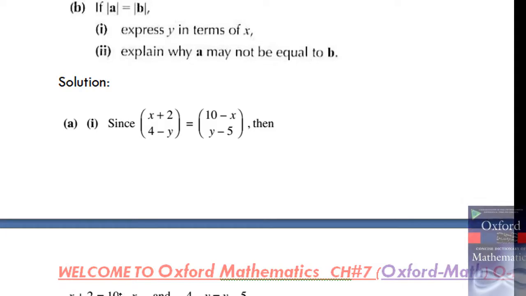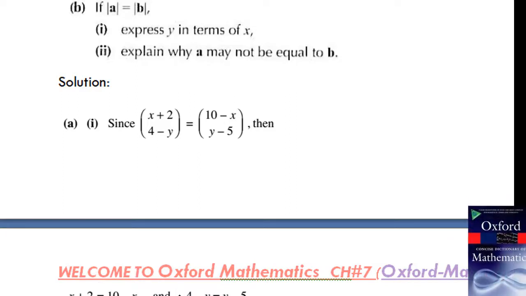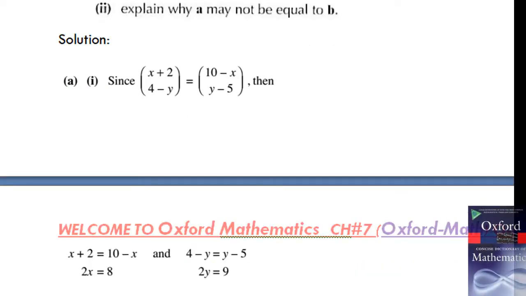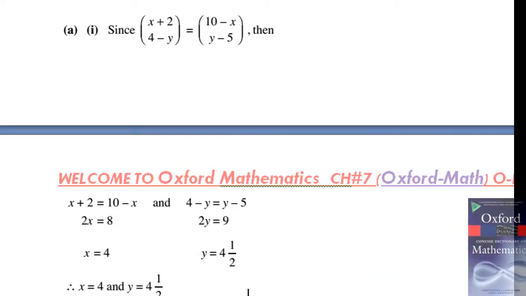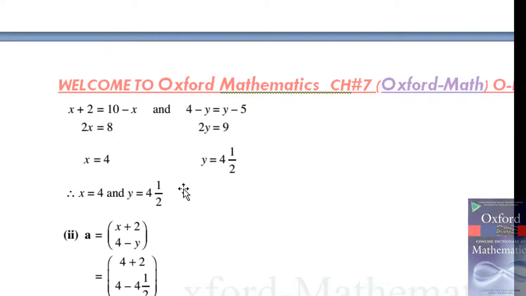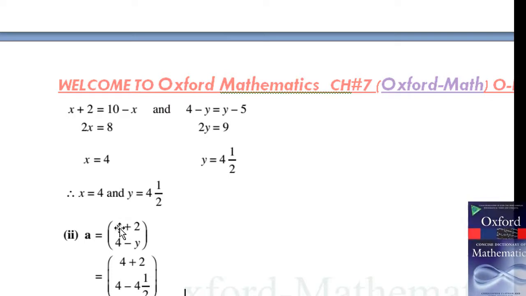Here x plus 2 equals 10 minus x, and 4 minus y equals y minus 5. For 2x, x will be shifted from one side, x will be separate and the constant terms will be separate. 2x equals 8, so x is equal to 4. In this way, 4 minus y equals y minus 5, 2y equals 9. Now we can find the values of y and x. x is 4 and y is 4 and a half. Now these required numbers, the required x and y, we put in the given vector a.